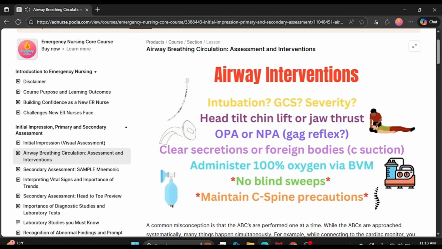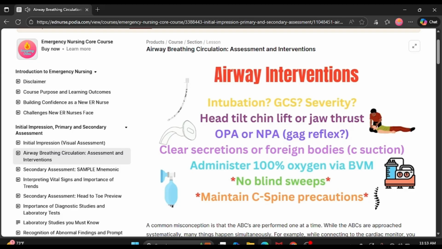Perhaps also inserting an OPA or NPA, whatever the situation calls for, and provide oxygen via a bag valve mask. You can do this while other interventions are being implemented that can lead the patient to gaining control of their own airway. For example, if the patient came in as an overdose for fentanyl, they gave Narcan, the patient woke up. Now that they're awake, they can handle their own airway. Or perhaps the patient was hypoglycemic, you gave dextrose, and the patient woke up and they gained control of their own airway.